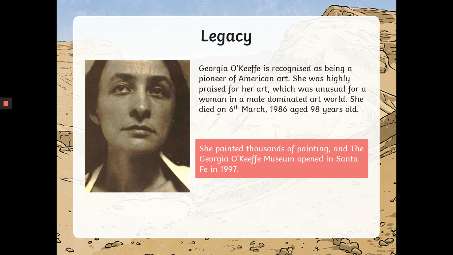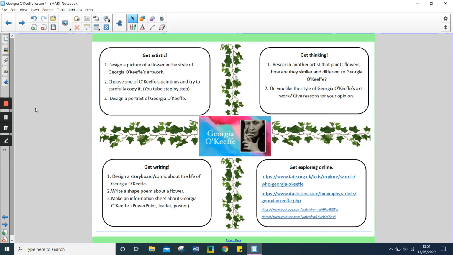Okay, so that is the end of the PowerPoint, and let's go back to our lesson to have a look at your task for today. So I've created a Georgia O'Keeffe topic web, and you've seen one of these before and you've used them before. Now this one has slightly fewer sections than the others. It's got 4 different sections. So let's have a look at them all individually and talk about the tasks that you could try.